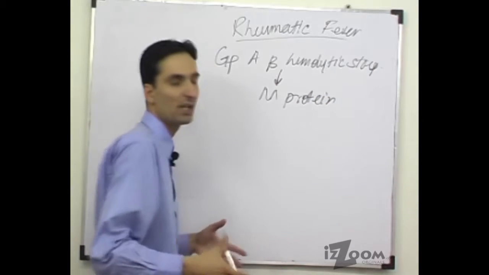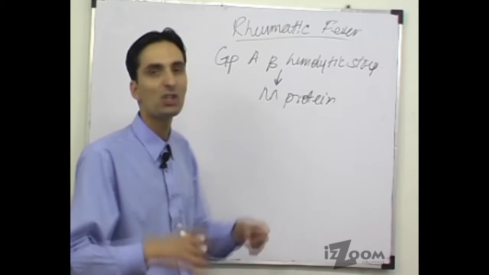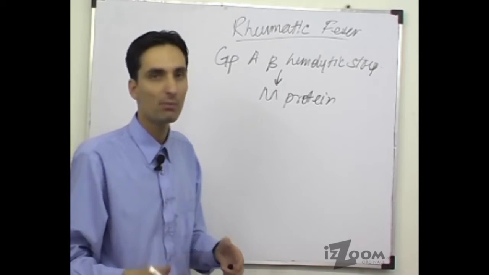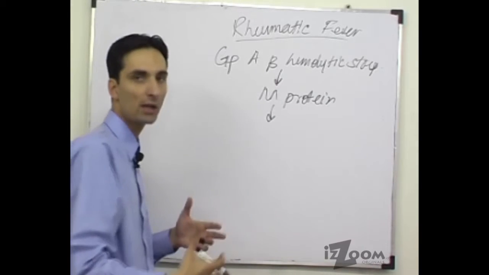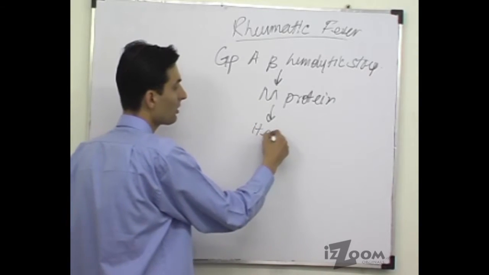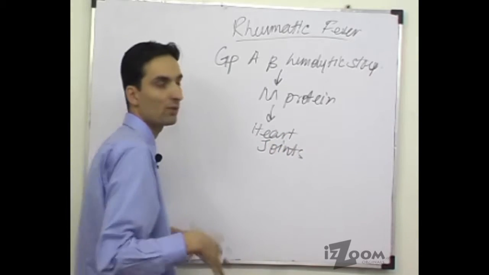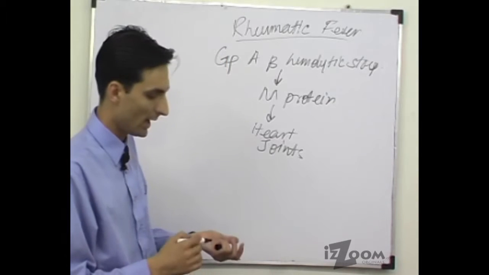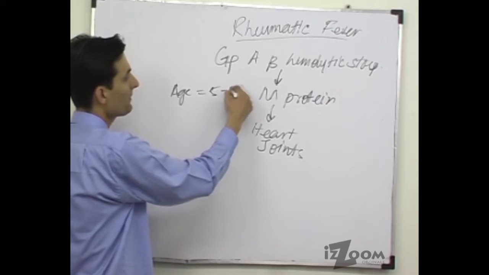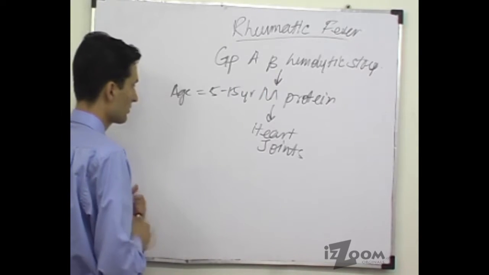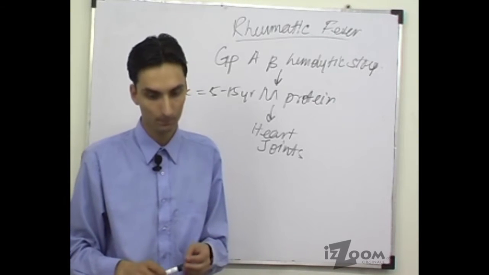Antibodies are formed against this M protein, and in some genetically susceptible individuals, these antibodies cross-react against the heart. They might also cross-react with the joints and other parts of the body, leading to rheumatic fever. It usually occurs between 5 to 15 years of age.